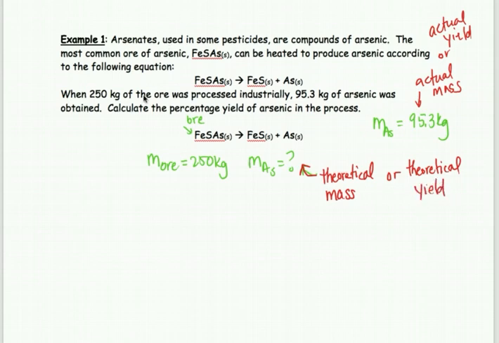Okay, so we know how much was thrown into this reaction at this plant, and then we need to go through what we did the last few days: go to moles, find the mole ratio, and then come back and find the mass. So that value that we were always calculating here was the theoretical mass. In a perfect world, if everything was perfect with the reaction, this is the mass that we should get.